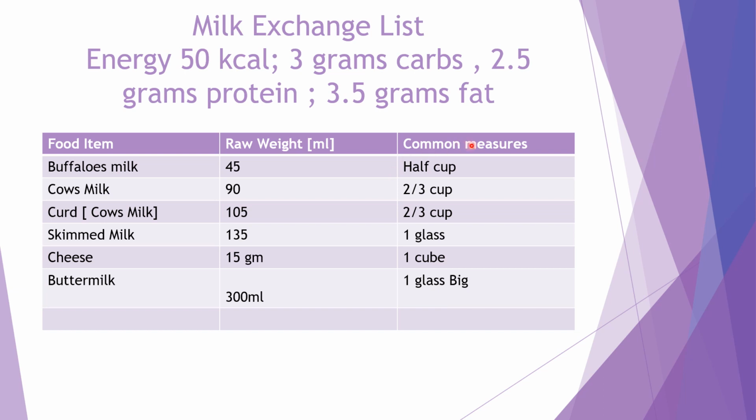This is by comparing with the common measures. So this is in grams, and the common measures are half a cup, 2 by 3 cup, and like that.